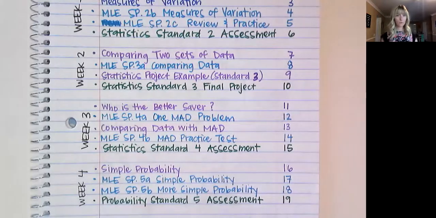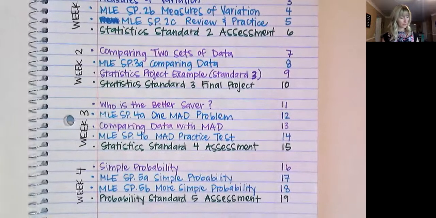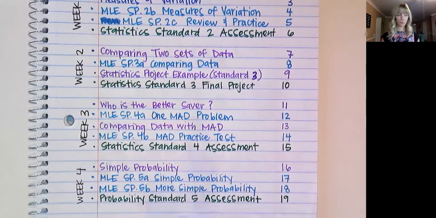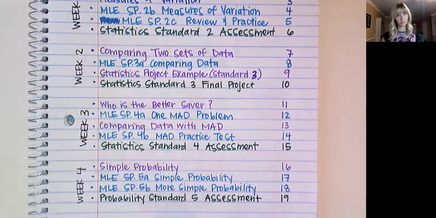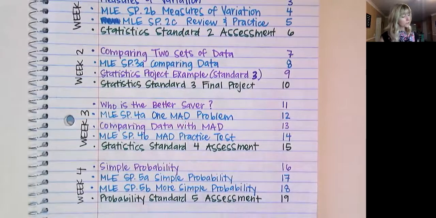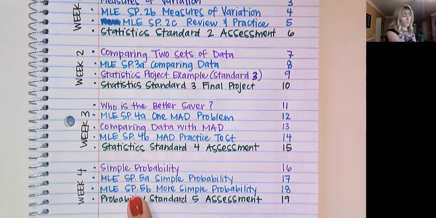We have weeks 1 through 4 all in here, and in case you didn't get some of these written down from week 4, I hope you wrote down your work for your standard 5 assessment. That certainly would have helped you get a better score. So this is what you should have for week 4.